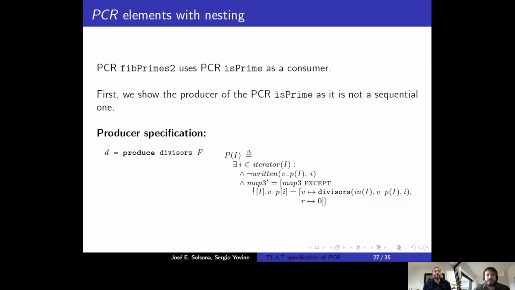So now we are going to discuss PCR elements with nesting. PCR Fib'2 uses PCR isPrime as a consumer. In this case, isPrime is not a basic function. It is another PCR. First, we know that the producer at PCR isPrime is sequential, so it's different from the earlier one. In this case, it nondeterministically chooses an A from the iterator for which PP has not been written, and updates the context mapping, in this case map3.